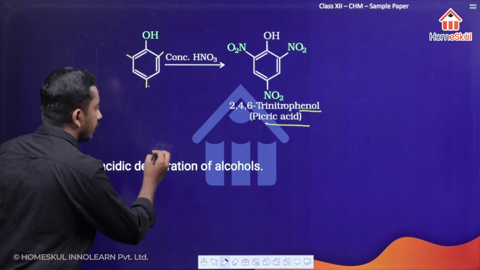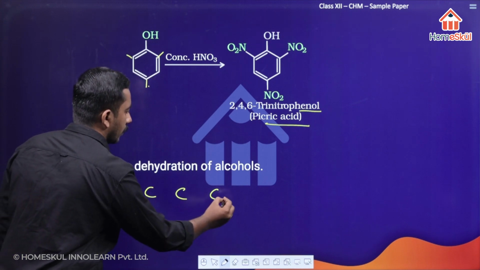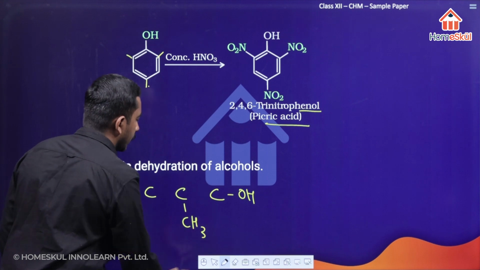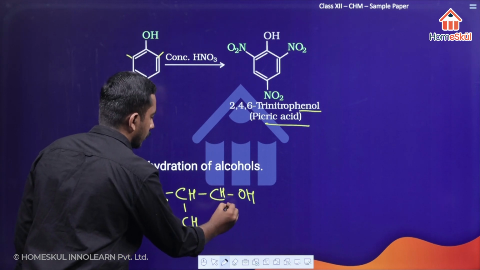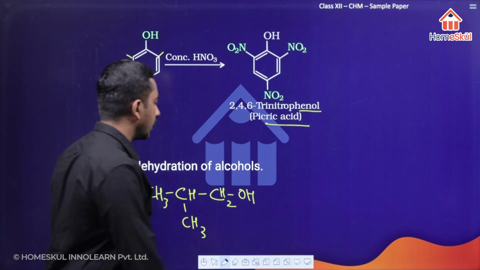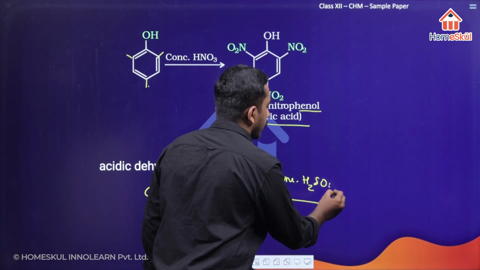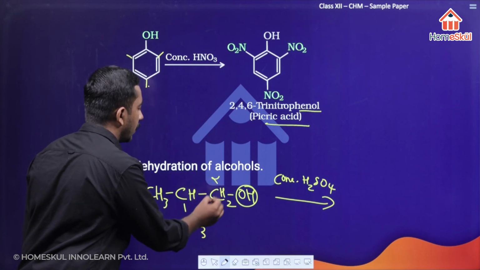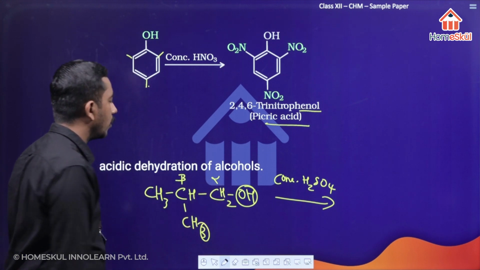So we'll be starting with the propanol. We have a methyl group that is present at the second carbon, right? So we have CH3, CH, CH2, OH. Okay. So this is 2-methyl-propanol, and if you react this compound with the concentrated sulfuric acid, a dehydration reaction is going to happen. That means OH will be lost from this carbon, from the alpha carbon, and a hydrogen will be taken from the beta carbon, and a double bond will be formed here.